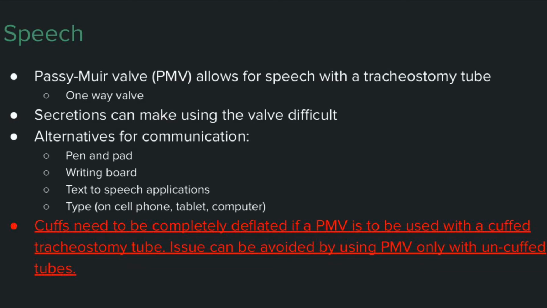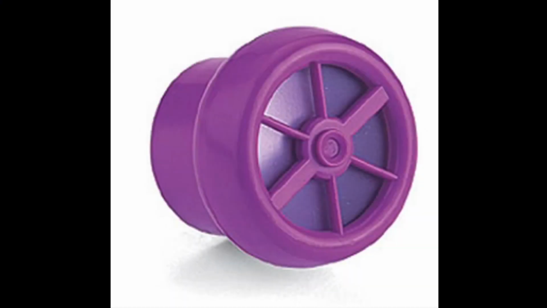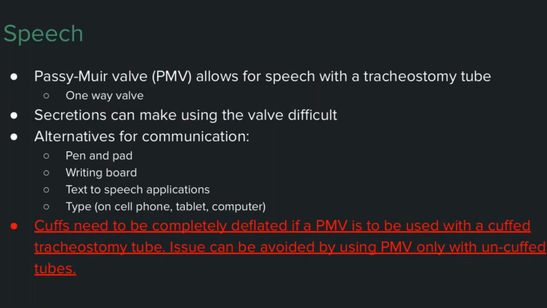A Passy-Muir valve, abbreviated PMV, allows for speech with the tracheostomy tube. It is often purple. It allows you to breathe in through the tracheostomy but prevents air from coming out. This forces air to go up through the voice box, allowing for speech. If you have a lot of secretions, it can be hard to use the PMV as it can be coughed off the tube or become soiled with secretions. In that case, it is best to hold off using it until secretions decrease.